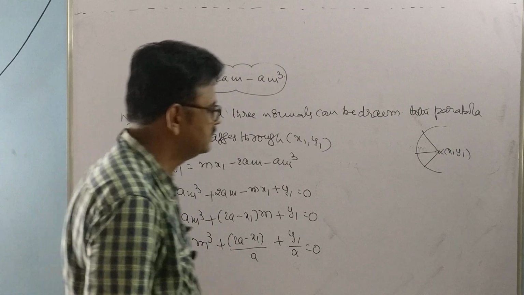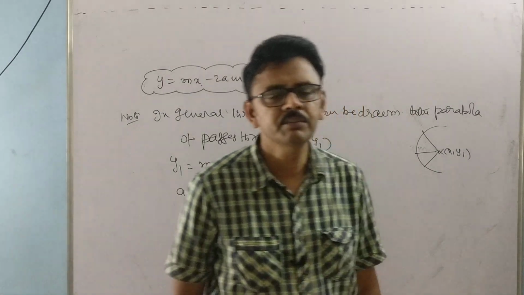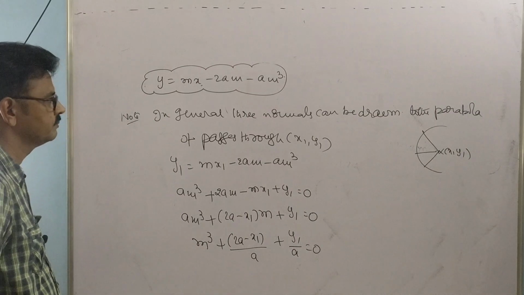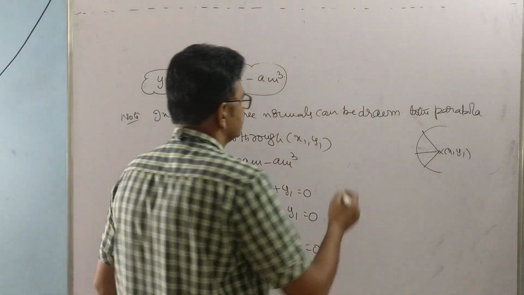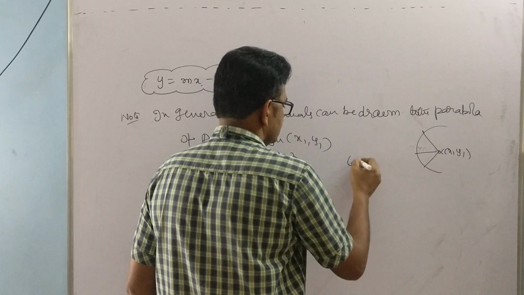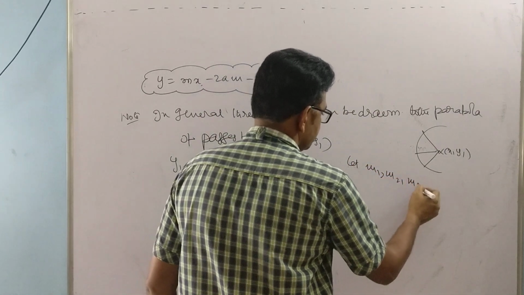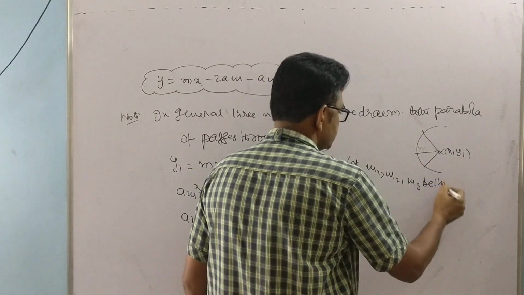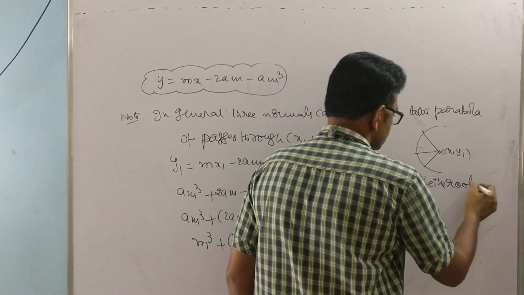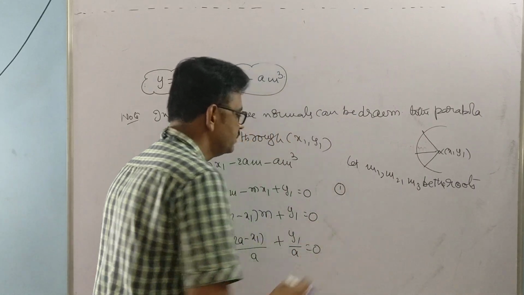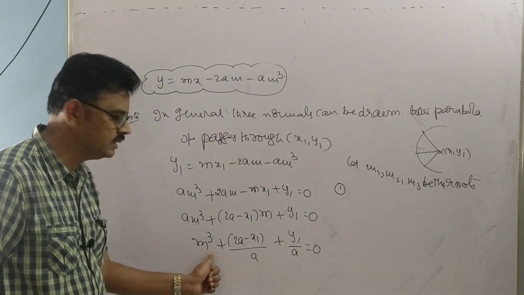So this is a cubic equation in terms of m. Now it has three roots. Let m1, m2, m3 be the roots. Roots means slopes. Now first point, sum of the roots, equal to theory of equations. Already the topic is over.